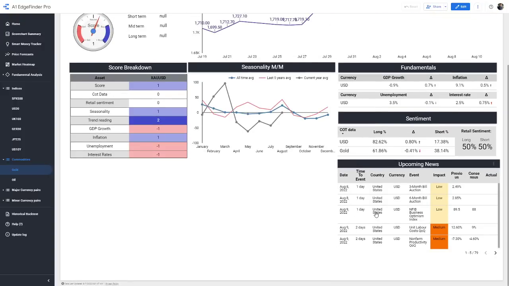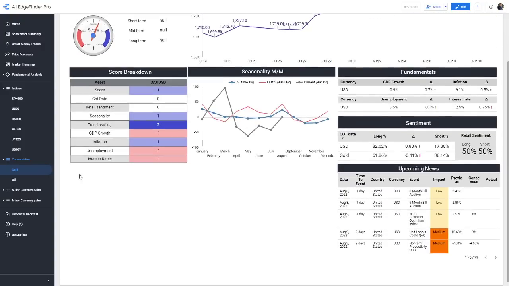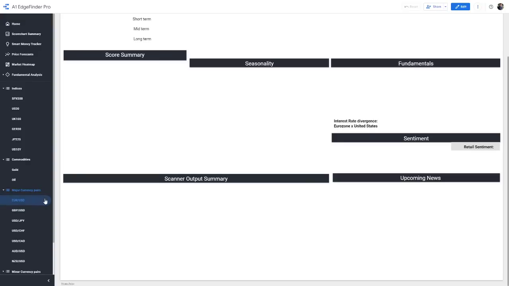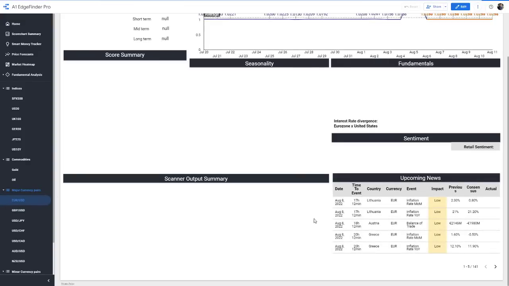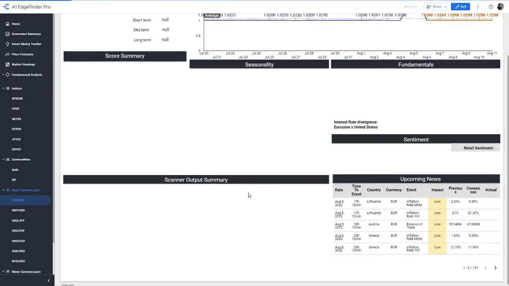You can also see upcoming news for specific charts that you're looking at. So for example, if I go to euro dollar, I can see down here news that's coming up for the euro that could be very impactful to my trade. Of course, it will also filter it by impact and all sorts of things.